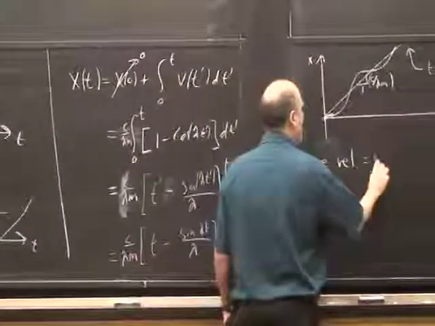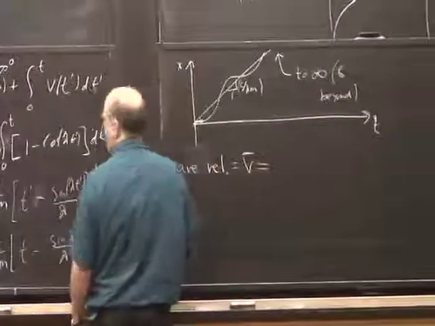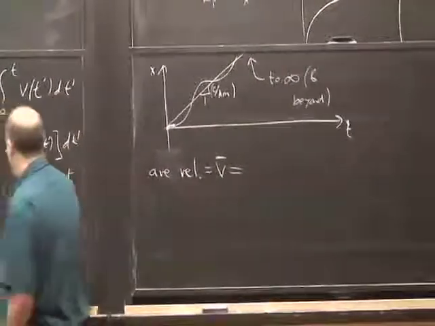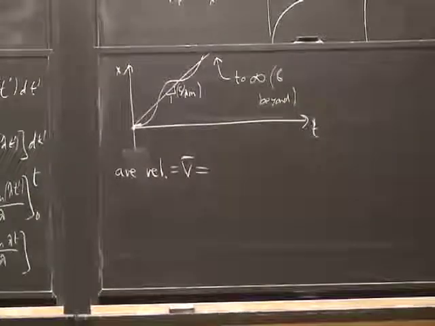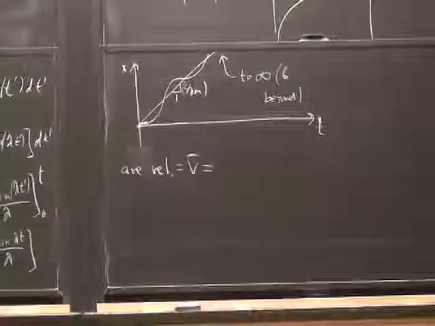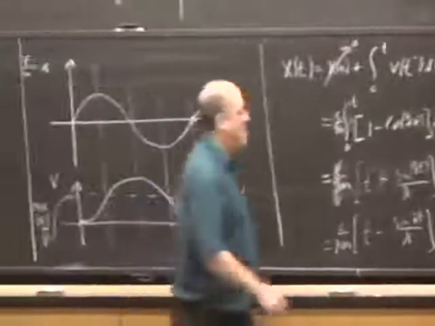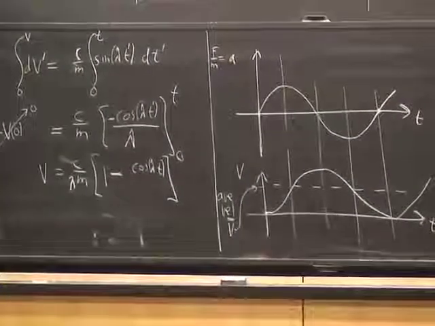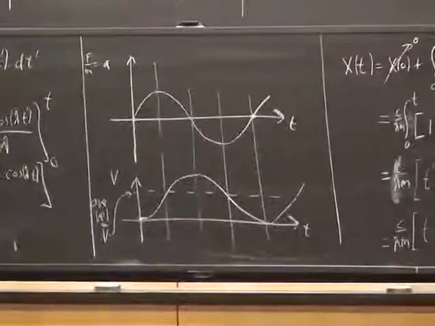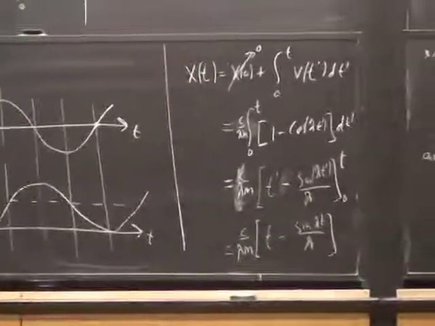What is the average velocity? That's the slope of this line, or going back here to the position, this is the velocity oscillating about this value here, c over lambda m. So the average velocity in this case is c over lambda m, and I'm going to use this as an excuse just to go through a small units calculation.